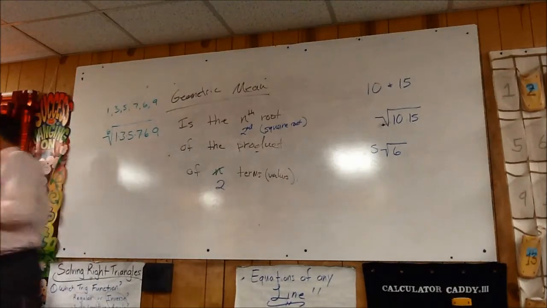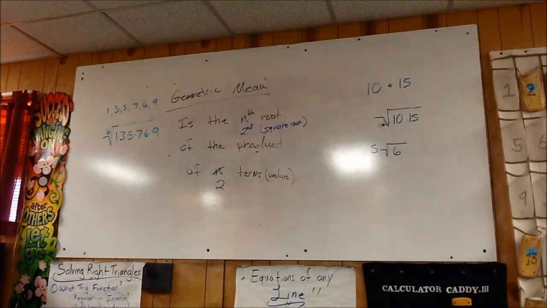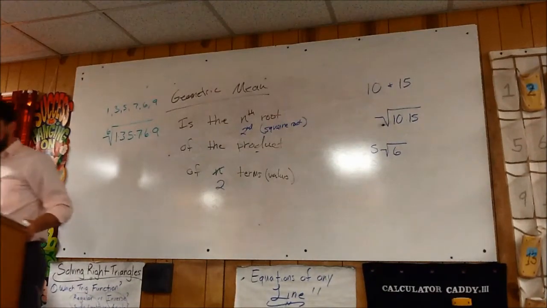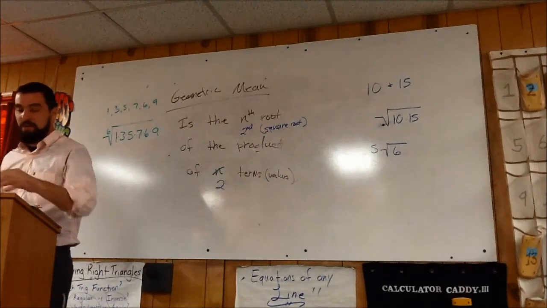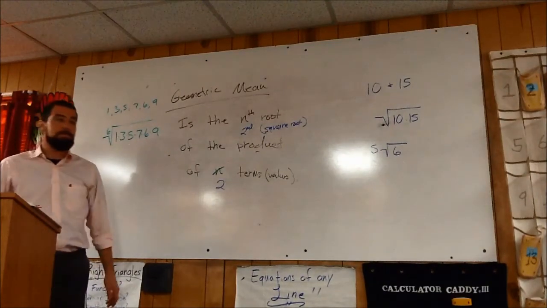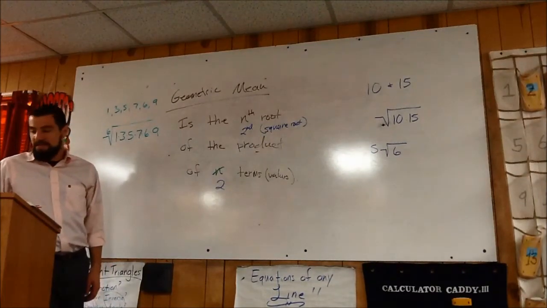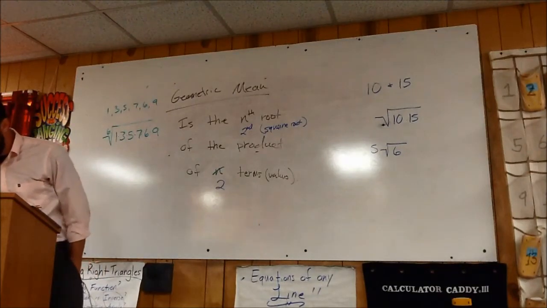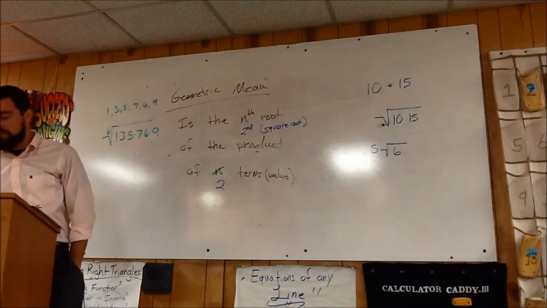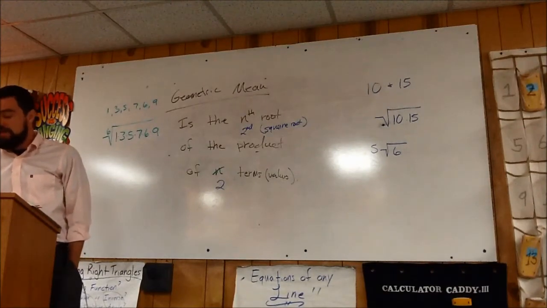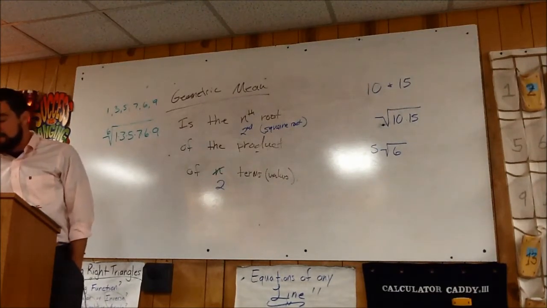Now, if you look at your textbook on page 279, the textbook gives a little different definition of geometric mean, does it not? It says the geometric mean of two positive numbers a and b is the positive number x such that a over x equals x over b. When solving, x is equal to the square root of a times b.